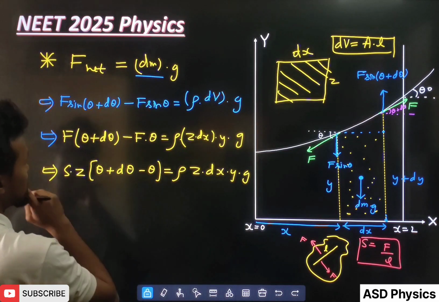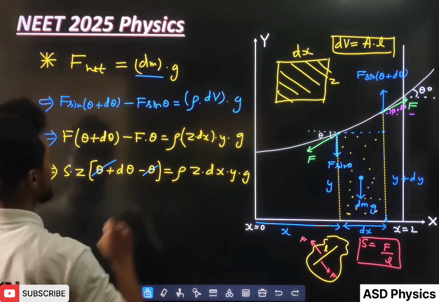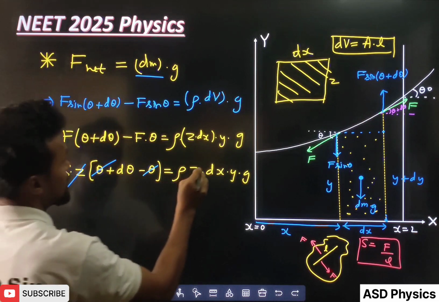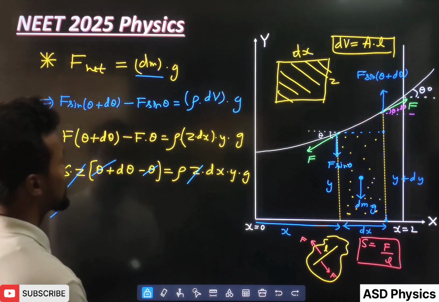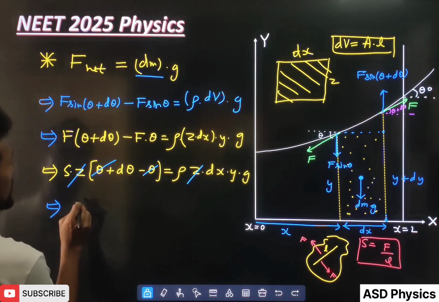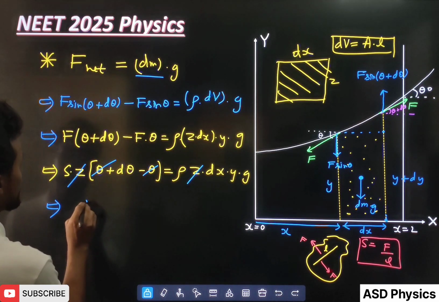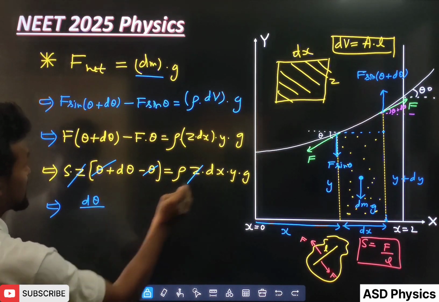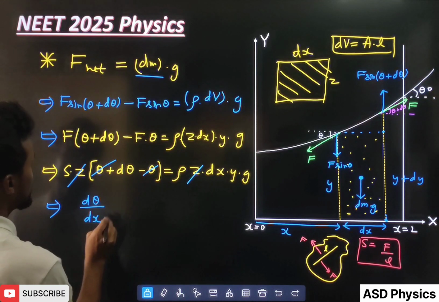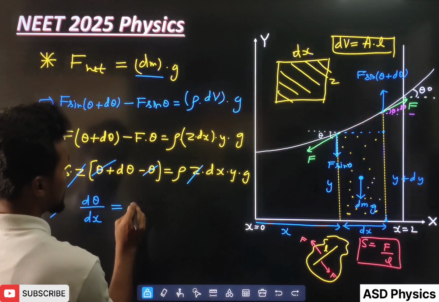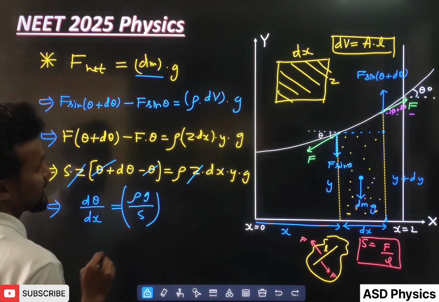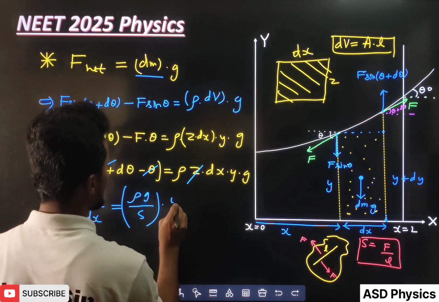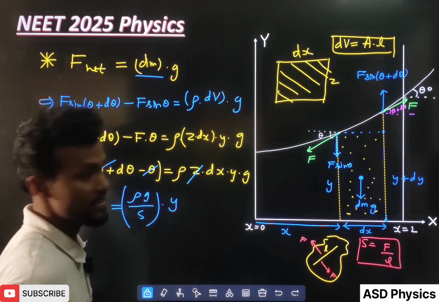Now see students, this theta and this theta cancel, and from this z is also cancelled. Now we can write, kindly see very well here. You can see a d theta, so we can write this d theta and this dx I have taken this side, so d theta by dx is equal to rho g by S. And this y will also come here. This S I will send this side.